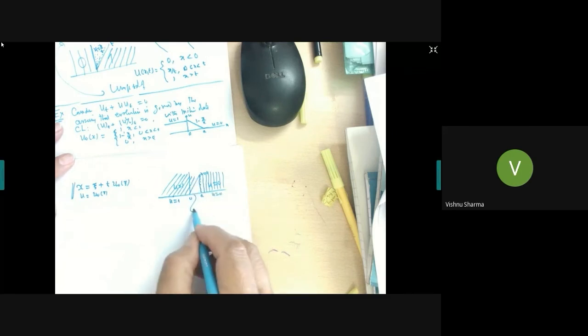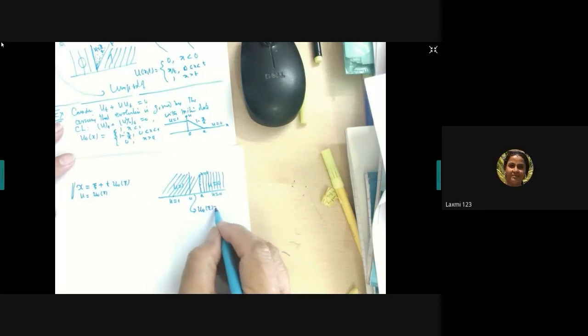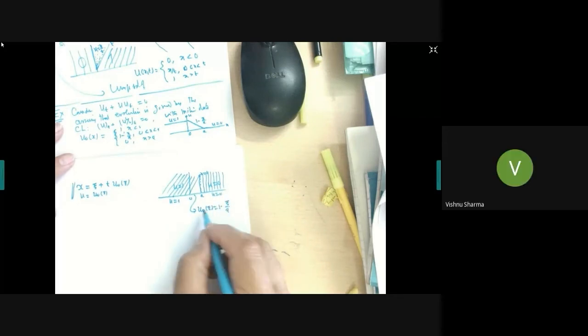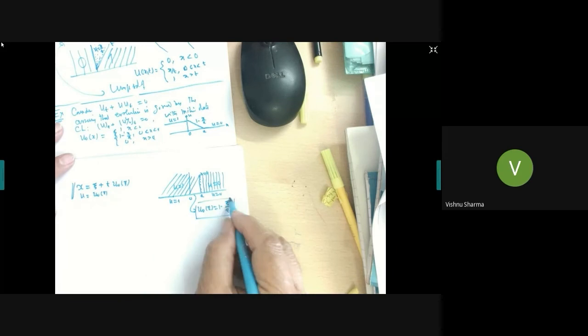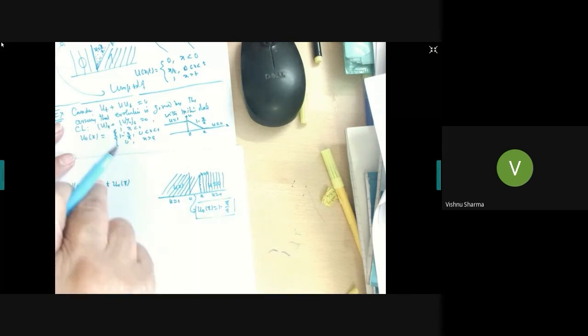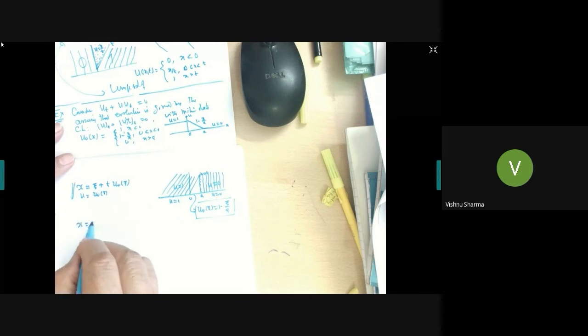The solution u naught of xi is given by 1 minus xi by a. Very good. So you plug this here. Let us see what the characteristics are. x is equal to xi plus t times 1 minus xi by a. Is that right?